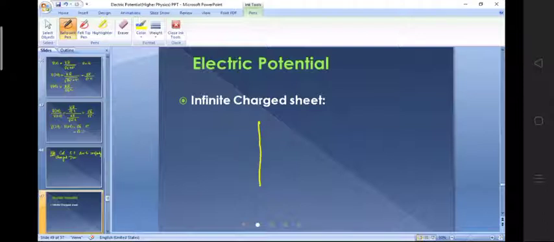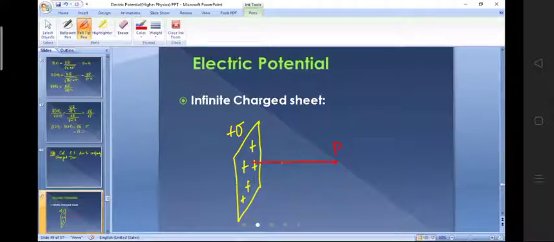It's like this. Here what we have is a sheet. This is an infinite charged sheet which carries a uniform surface charge density of plus sigma. And then we have to calculate the electrostatic potential at this point, which is point P. Let's assume these distances. We know the electrostatic field at this point will be in this direction, and this electrostatic field will obviously be equal to what?